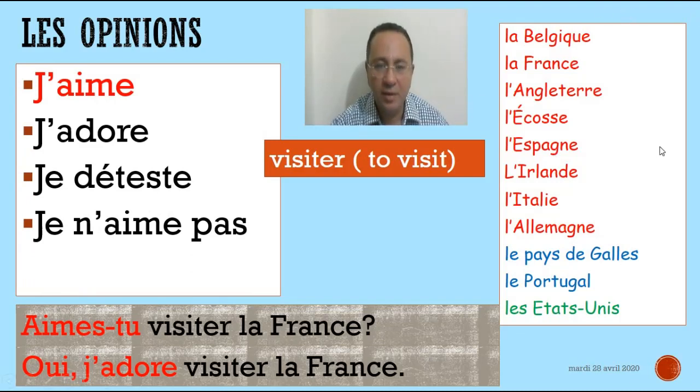Now that you know the opinions, where can you put verbe visiter? If you just add visiter after your opinion, you will make a very nice sentence in French. Like this one, for example. J'aime visiter la France. It means I like to visit France.